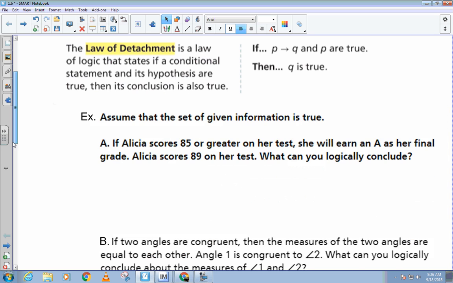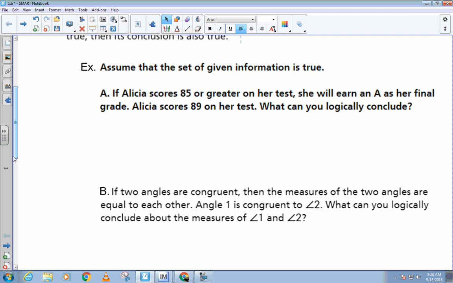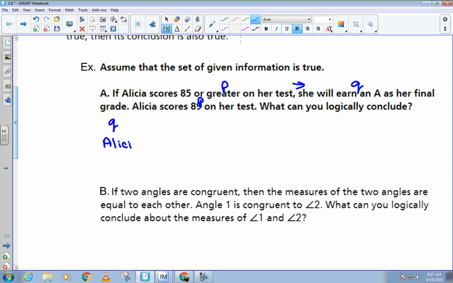For example, if Alicia scores 85 or greater on her test, she will earn an A as her final grade. Alicia scores 89 on her test. What can you logically conclude? That she will earn an A as her final grade. That is correct. Okay, so we have a statement, if P then Q, right there. Then we make a second statement that references the hypothesis, the P. And so then we can make a statement referencing the conclusion, the Q. Okay, and we would say that Alicia will earn an A as her final grade.